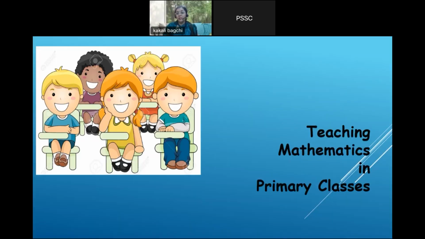Well, today's topic is teaching mathematics in primary classes, one of the most important parts of our academic years. In many cases we think primary is easy, so we can teach it any way. But it's a very crucial part, because it's like a white paper. Whatever scratch you give will leave a permanent marking there.